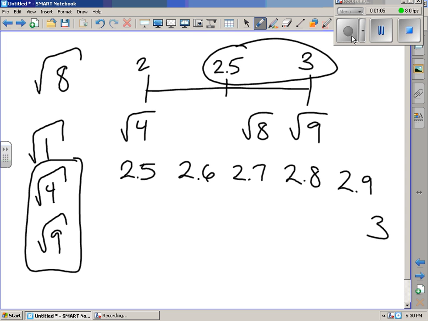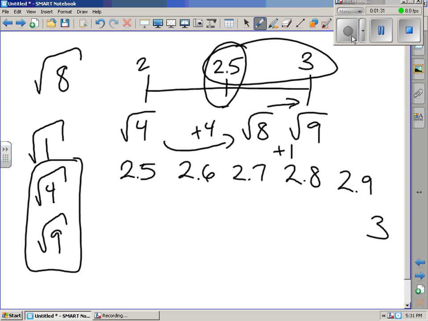And you want to think about it. How close is the square root of 8 to 9? So the square root of 8 is 1 away from 9. It was 4 away from the square root of 4. So it's not like the square root of 8 is really close to the middle. It's really very close to the square root of 9. So it's probably going to be 2.8, 2.9, maybe 2.7, somewhere around there.